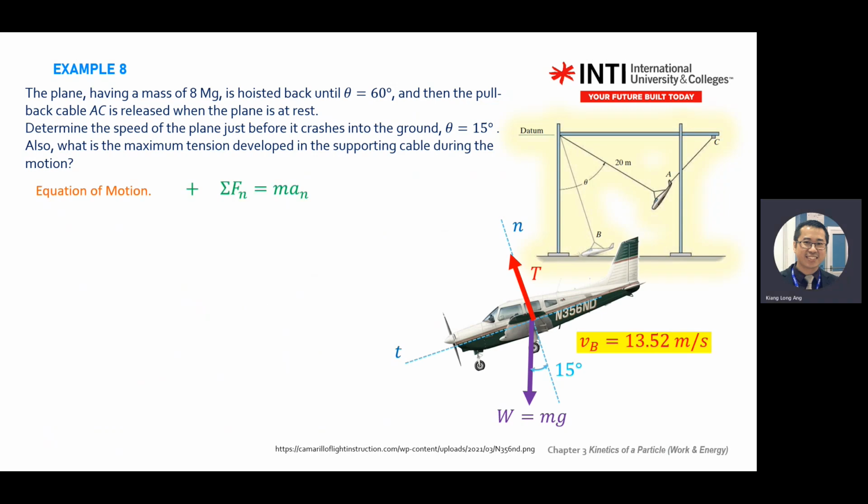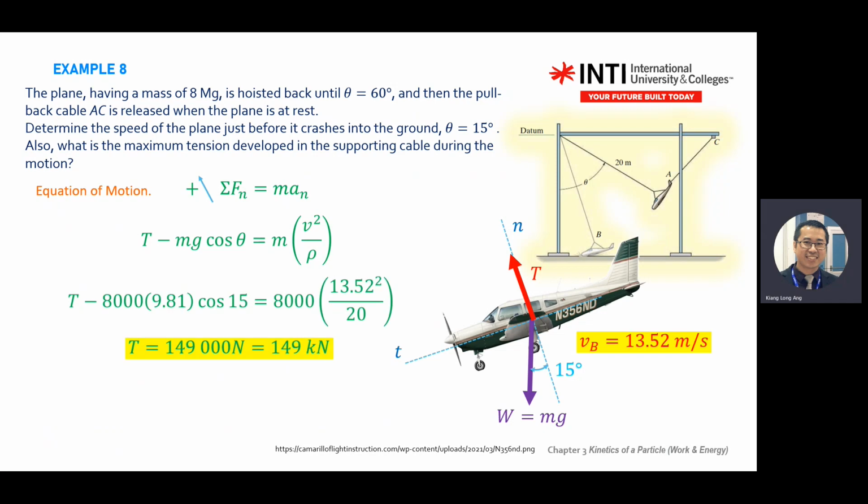Equation of motion, again, F equals ma. You find the tension in the cable here. F equals ma in the normal direction. You find the tension T because the question asks you for the tension. So you only focus on the normal direction. You balance the forces here. Again, the acceleration in the normal direction you can calculate with v squared divided by rho. Substitute, you get the tension. Okay. After the break, we will look at example 9.